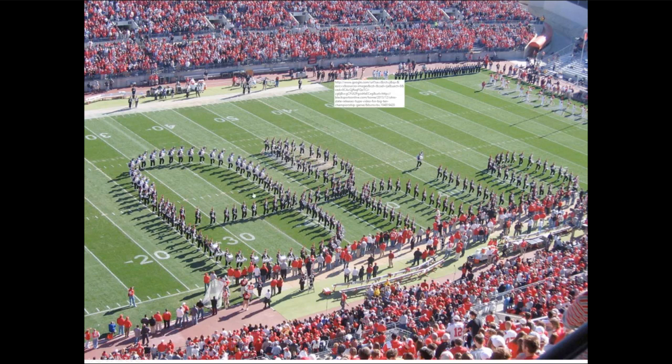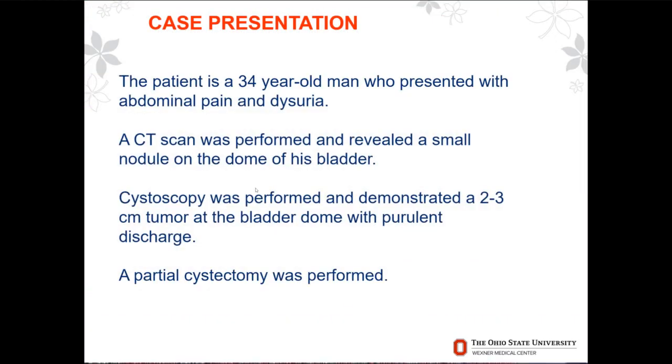I'm going to now talk about a case from a 34-year-old man who presented with abdominal pain and dysuria. A CT scan was performed, and it revealed a small nodule on the dome of the bladder. Cystoscopy was done, and it demonstrated a 2 to 3 centimeter tumor at the bladder dome with some purulent discharge, and a partial cystectomy was done.